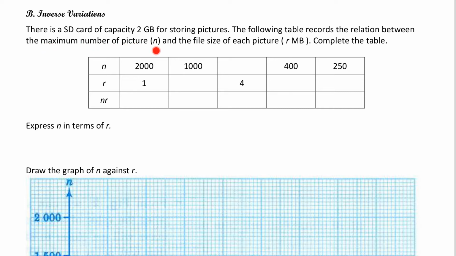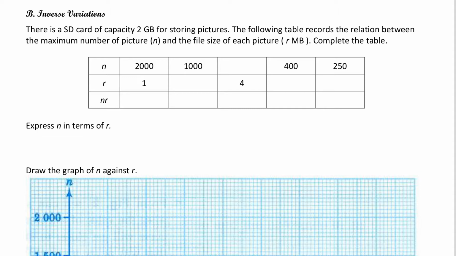pictures, N, and the file size of each picture, R. It is not very difficult to complete this table. For example, if I want to take a maximum number of pictures of 2000, I know the file size must be equal to 1 MB.